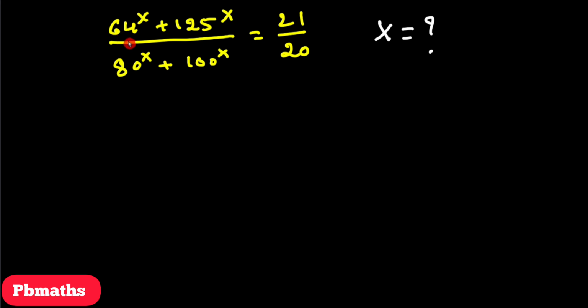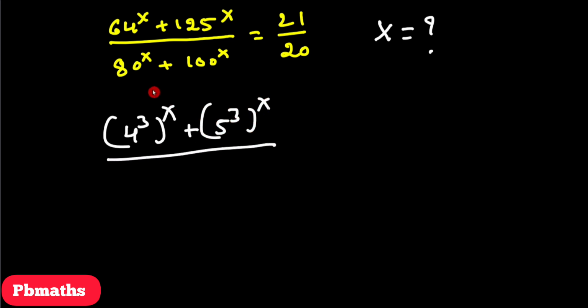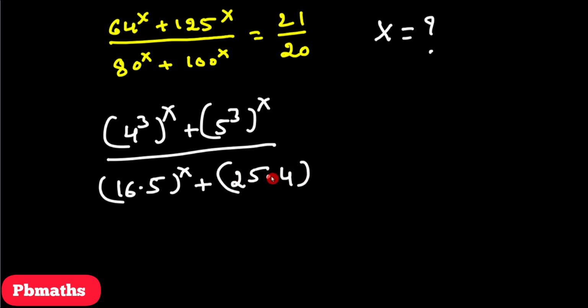We can write this 64^x as (4^3)^x, plus we can write 125 as (5^3)^x, whole divided by we can write this 80 as (16 × 5)^x, plus in the same way we can write that 100 as (25 × 4)^x equals 21/20.